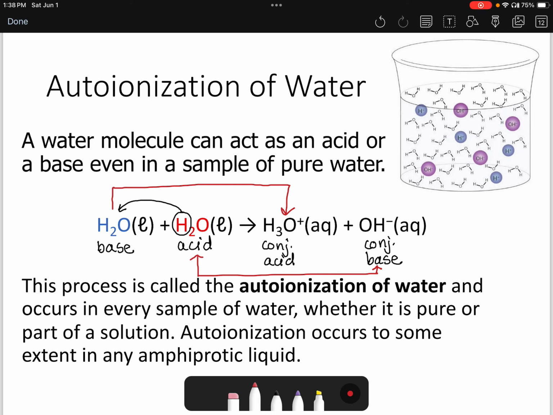So this is called the autoionization of water. And this occurs in every sample of water. So when you're drinking water, there's actually a very tiny amount of hydronium ion and hydroxide ion in your sample of water. But it's not very much, so you don't have to worry that you're actually drinking acids and bases. It's a really small amount. All right.